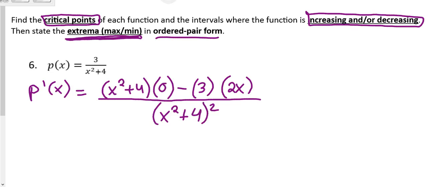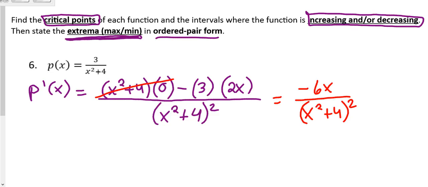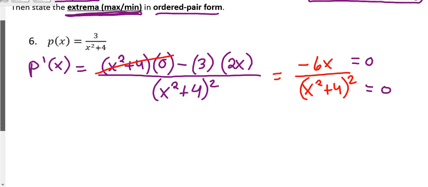We can simplify this. 0 times anything is 0, so this is gone. And we have 3 times 2x, and then the negative of that, so 3 times 2x is 6x. So we have negative 6x over x squared plus 4 all squared. Okay. Now, our critical points happen where our derivative is either 0 or undefined. Our derivative is 0 when the top is equal to 0, and our derivative is undefined when the bottom is equal to 0. So let's look at both of these things.